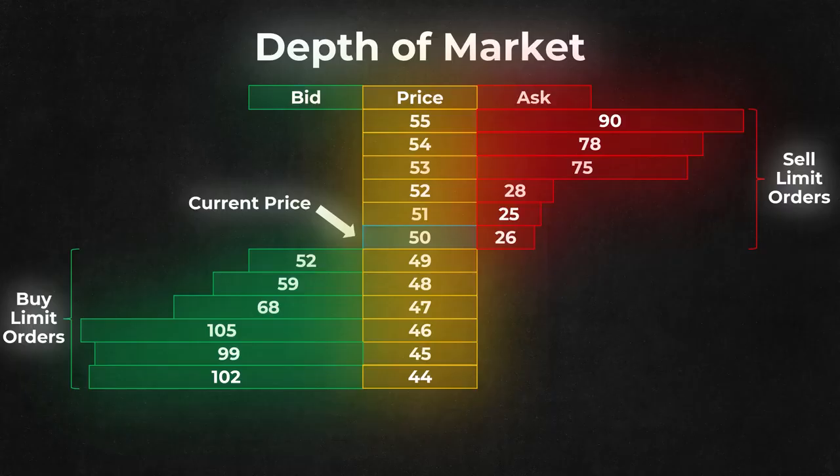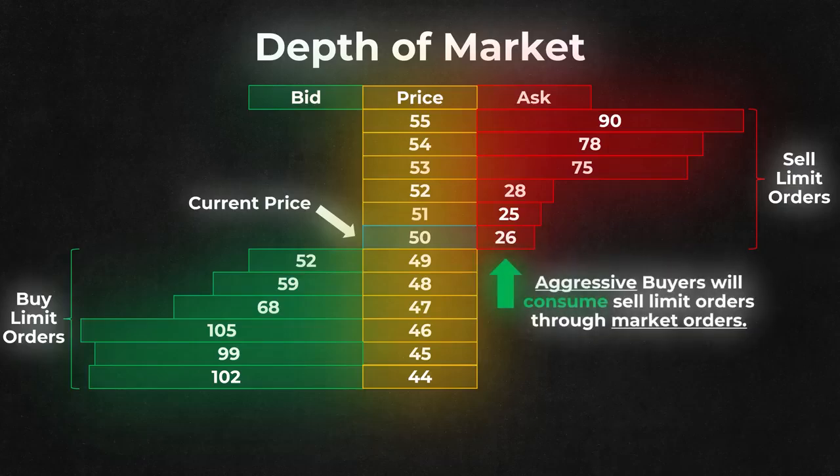Another crucial concept here is that a market order must always match a limit order. So let's say, for example, that buyers want to trade. They will place market orders that match the lowest ask price until all those limit orders are consumed. When that happens, the next level above will start to be consumed.